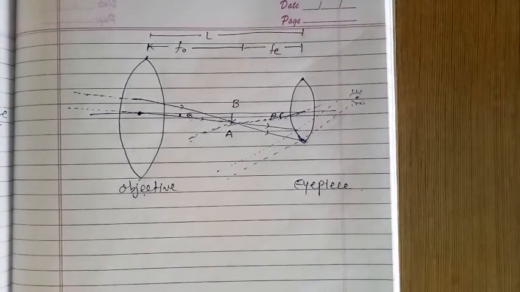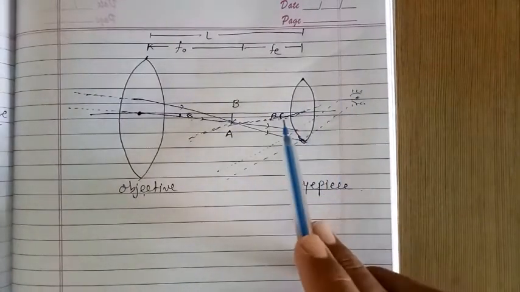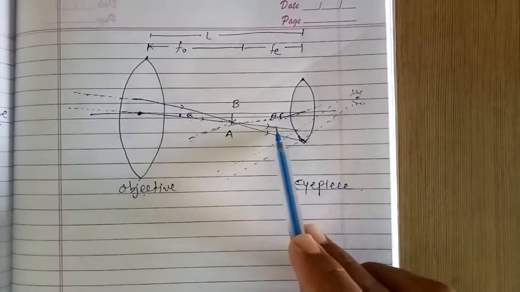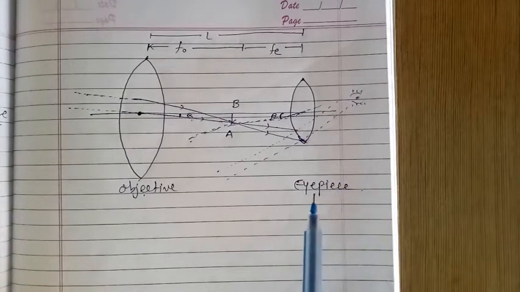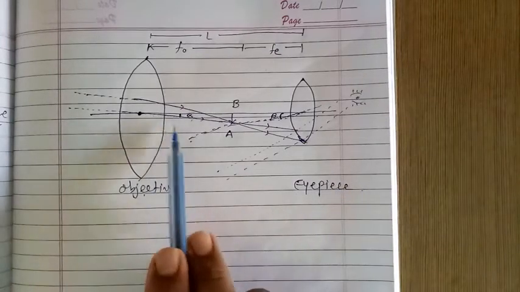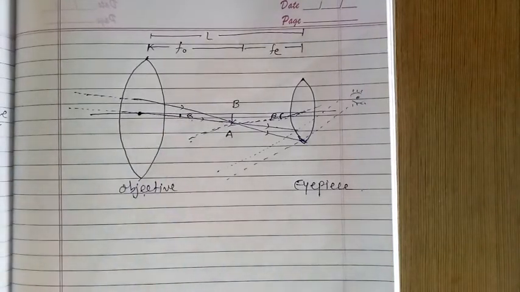So you have to remember, the magnification of the telescope is equal to the angle subtended by the final image at the eye, beta, divided by the angle subtended by the object at the objective, alpha. So the formula of magnification of the telescope is M equals beta upon alpha, right?